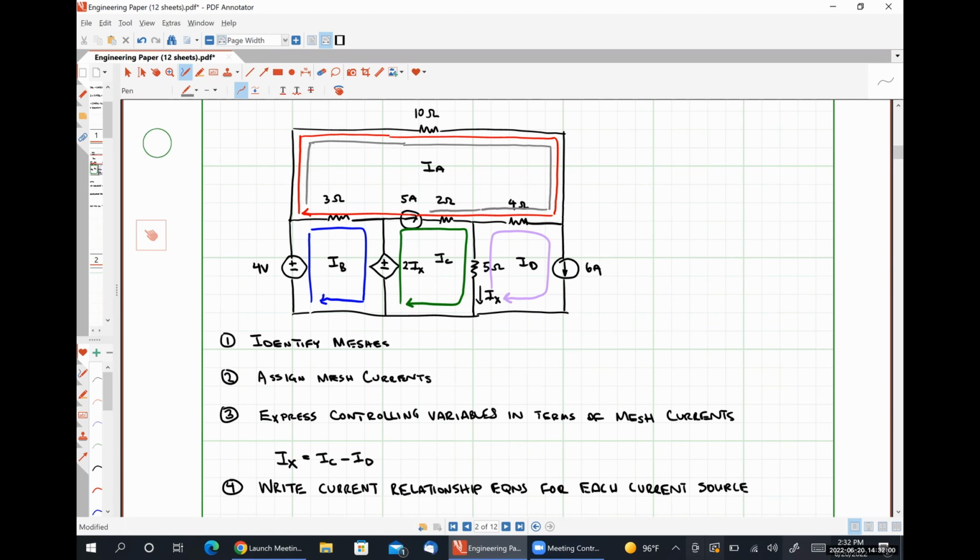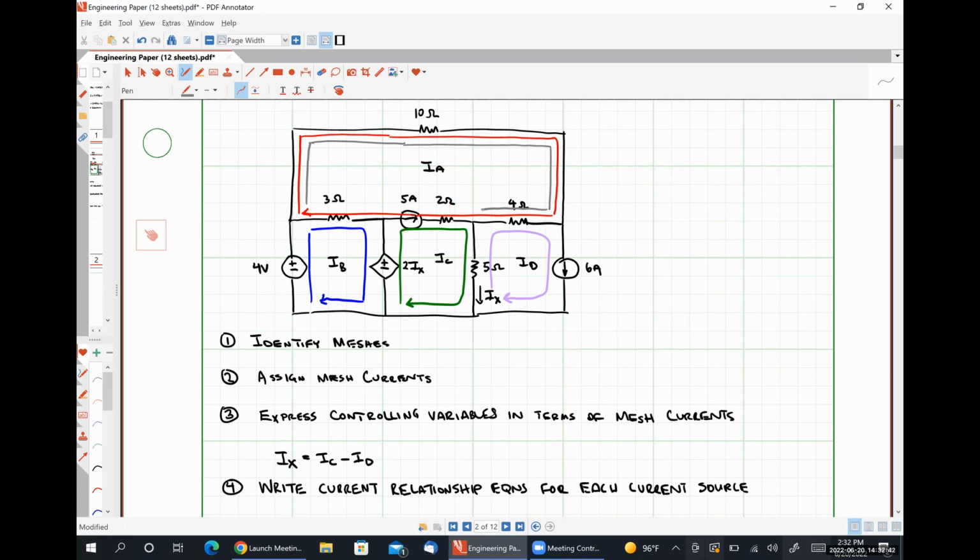And then I'd run into my 5 amp source. We'd be trying to write an equation that gives us the voltage drop across our 5 amp source in terms of our mesh currents, and there is literally no relationship that exists to satisfy this requirement. So we've run into a bit of an issue. What we're going to do instead is combine meshes. Our 5 amp source is shared between mesh A and mesh C, so we're going to combine these two meshes into a super mesh.